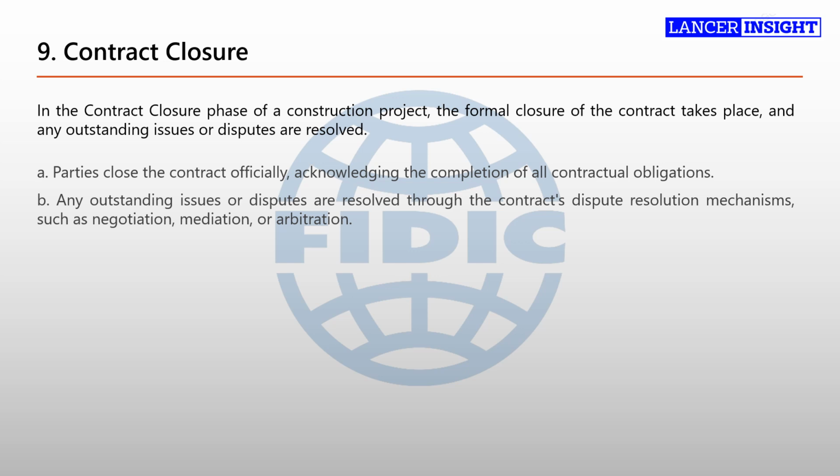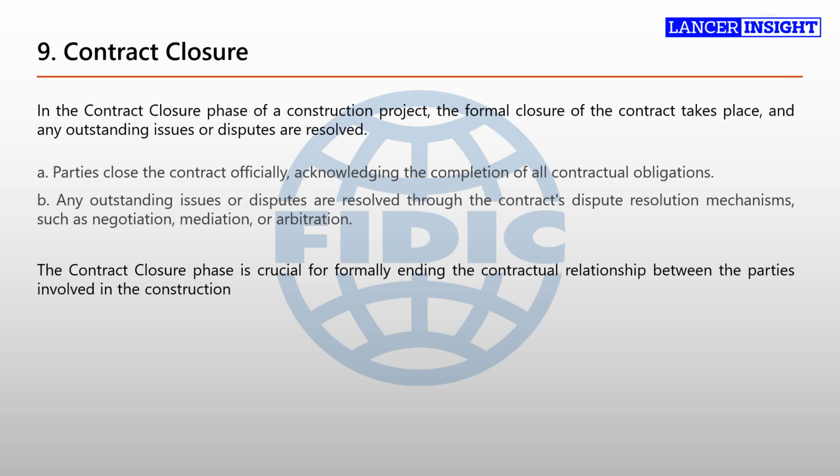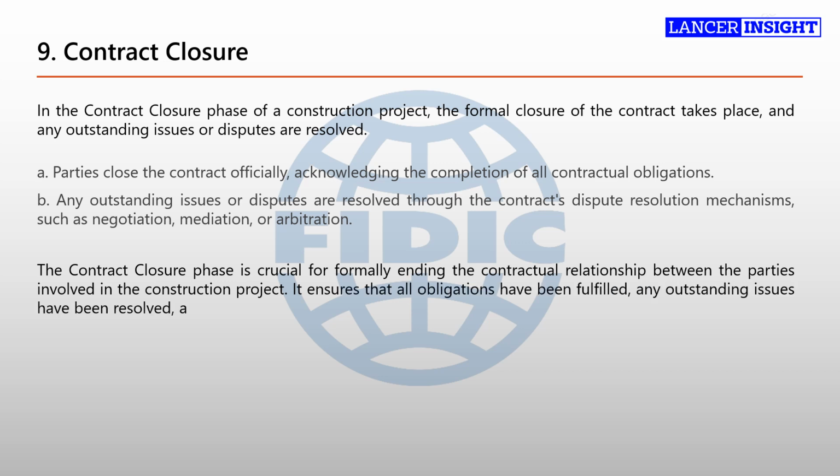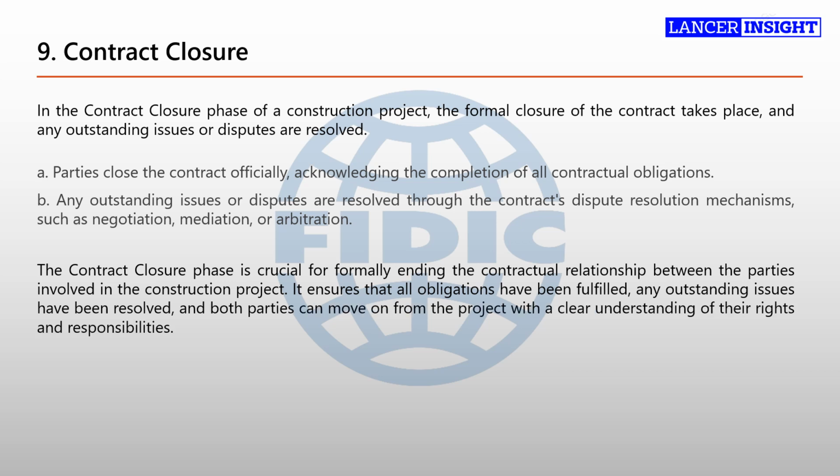The goal of resolving outstanding issues or disputes is to reach a final agreement or settlement that allows for the closure of the contract. Once the issues are resolved, the parties can proceed with the official closure and bring the construction project to a final conclusion. The contract closure phase is crucial for formally ending the contractual relationship between the parties involved in the construction project. It ensures that all obligations have been fulfilled, any outstanding issues have been resolved, and both parties can move on from the project with a clear understanding of their rights and responsibilities.